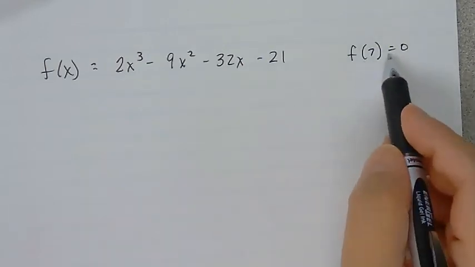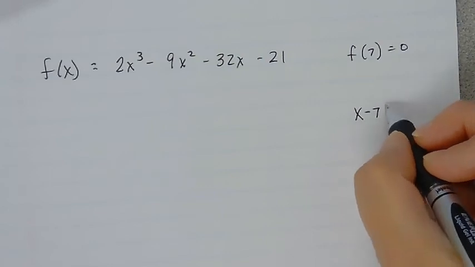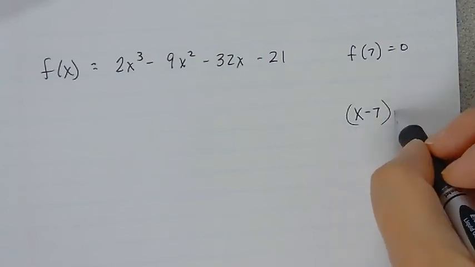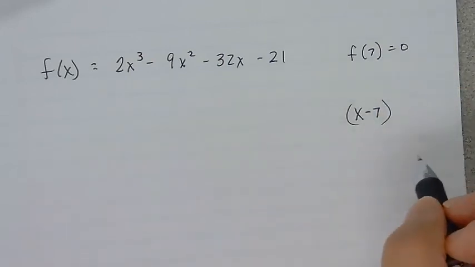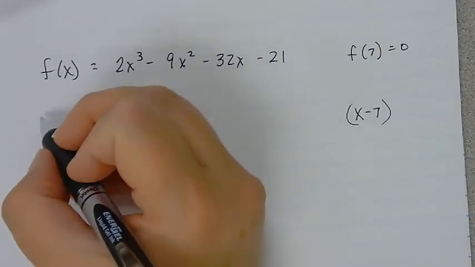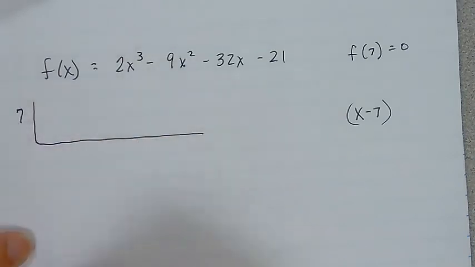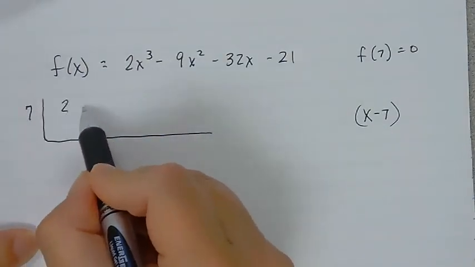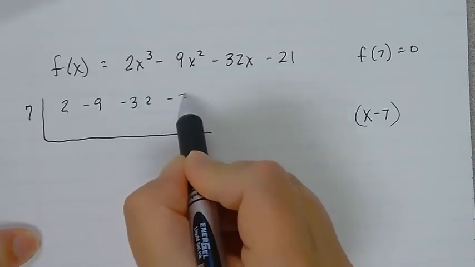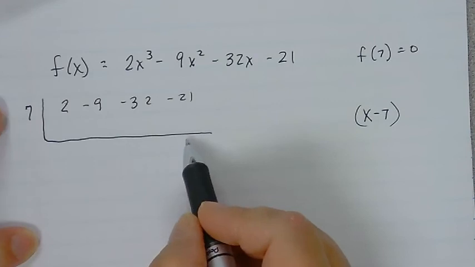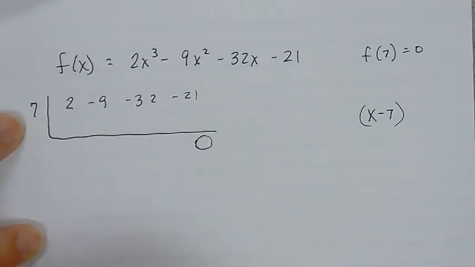So if 7 is one of the zeros, then that means I've already found one of the factors is x minus 7, because x minus 7 equals 0 would give us 7 for the zero. So let's do synthetic division. I'll put 7 here, and then I'll have 2, negative 9, negative 32, and negative 21. So because this is a zero, I should get a 0 right here in the end. Let's see if we do.